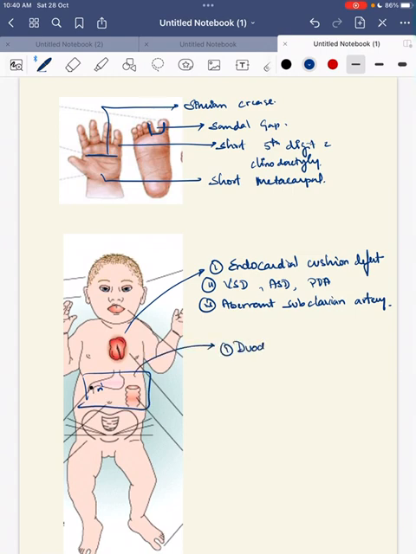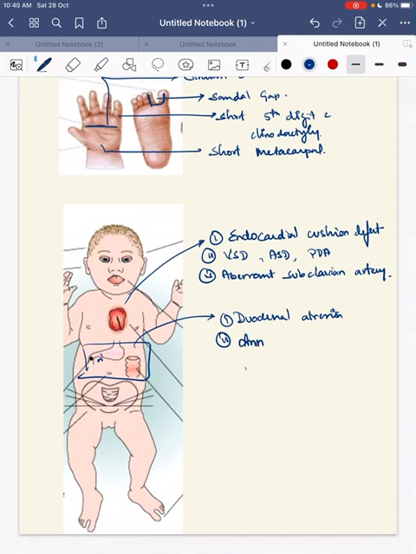In the GI system, the child can have duodenal atresia. Compared to the normal population, the chance of occurrence of duodenal atresia, annular pancreas, tracheoesophageal fistula, Hirschsprung's disease, and imperforate anus will be higher in a child with Down syndrome. Next is annular pancreas. Third is tracheoesophageal fistula. Fourth, Hirschsprung's disease. And fifth is imperforate anus.